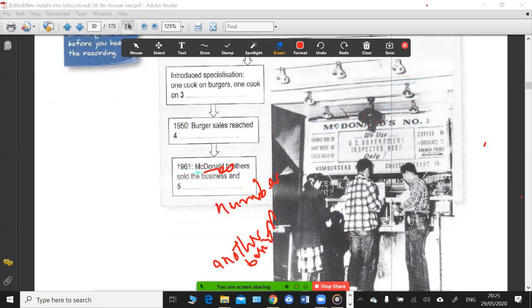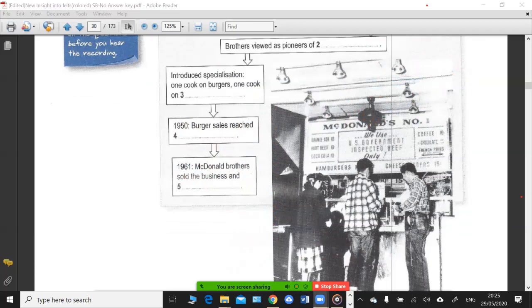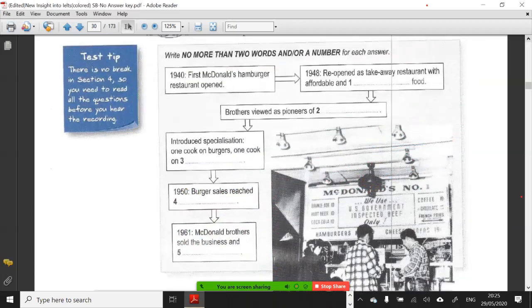Okay. So take like 10 seconds and I will be playing the listening. Get ready, take your pencil and your exercise book with you if you don't have the book. Okay. I will be starting the listening now.